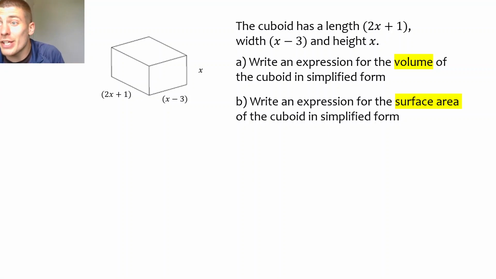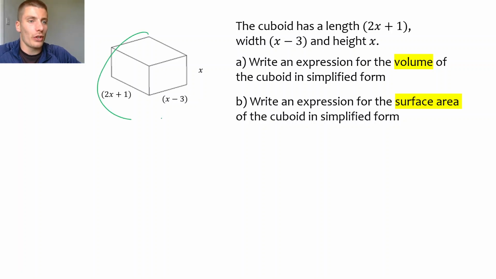Okay, so just a couple more questions here on expanding brackets before we get on to the binomial expansion. Now this question is broken up into two parts. We'll do part A in this video, and it says the cuboid here has a length 2x plus 1, x minus 3, and height of x. You can see all of that in the question.